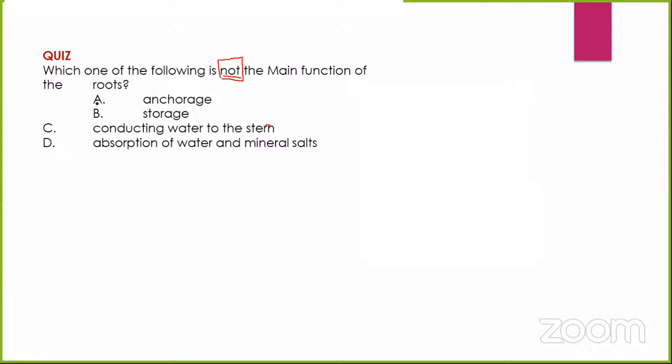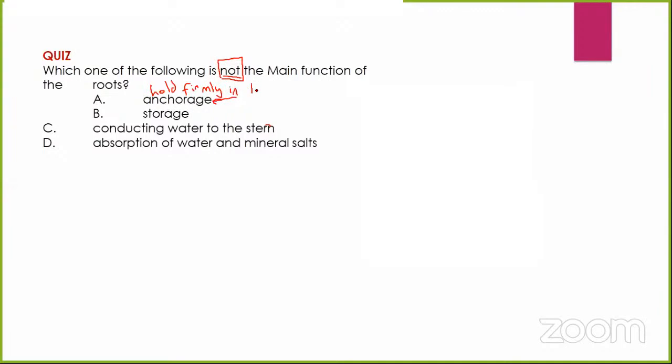So Kauka says A, then Nansubga says A, Giovanni says A. Okay. Now, people who are saying A, it means that one of the major roles of roots is not anchorage. Anchorage means to hold the plant firmly in the ground. Okay, let me write it here. Anchorage means to hold the plant firmly in the ground. Hold the plant firmly in the soil.